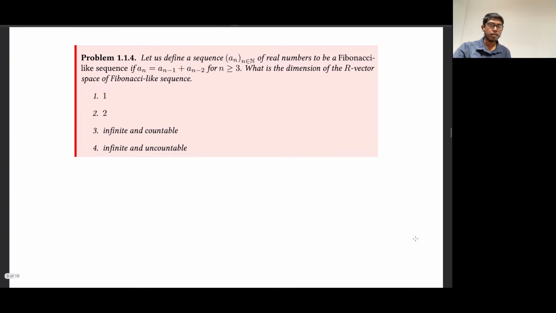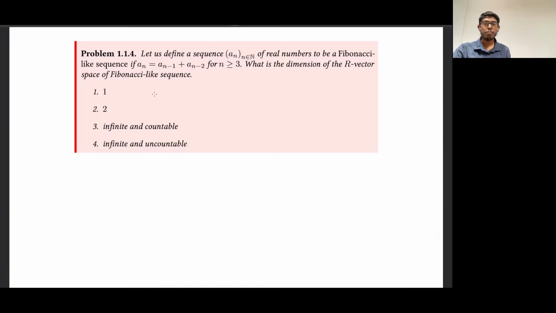Okay, so I guess this problem was not added before, but when I was checking the problems again, I saw that this was also a problem from linear algebra. When I saw it in the beginning, I thought it's a_n, so I thought it's from real analysis, but later some of you told me that this is also a problem, and this is real R, not ring R. Let us define a sequence a_n of real numbers to be a Fibonacci-like sequence if it satisfies the Fibonacci relation for all n greater than or equal to 3. What is the dimension of the R vector space of Fibonacci-like sequences?